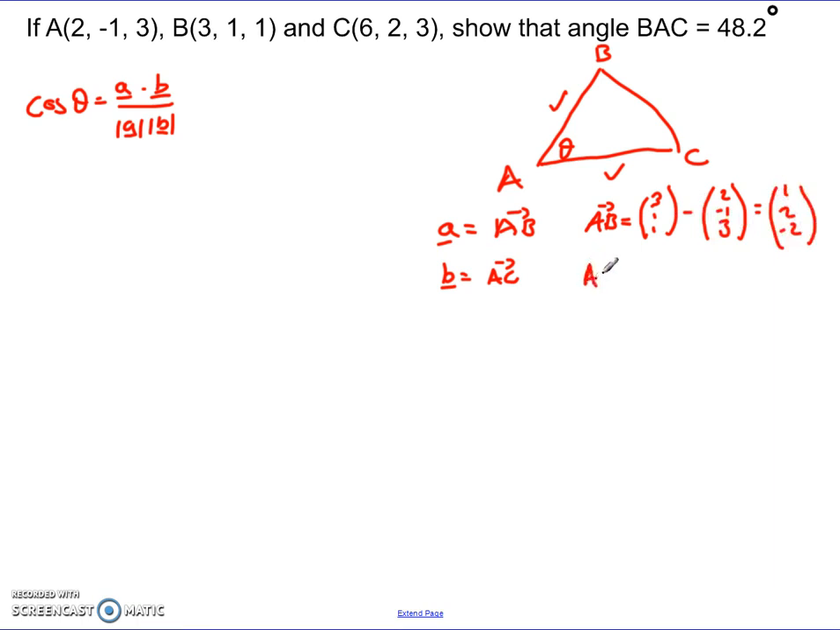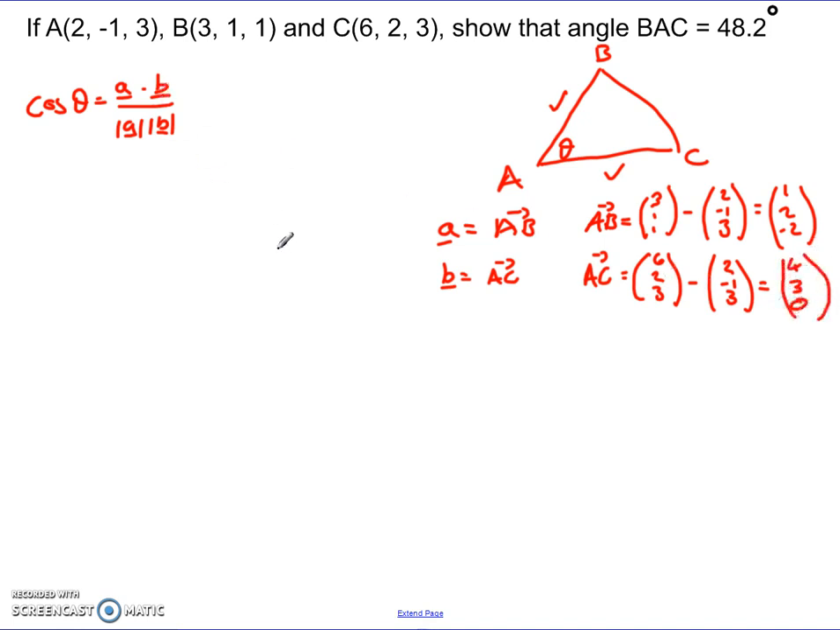Same idea with A to C. This time though, instead of the B vector here, it's the vector relating to C, which is given by 6, 2, 3, and that's take away the same for A, 2, negative 1, 3. 6 minus 2 is 4, 2 minus minus 1 gives you 3, and then 3 minus 3 is 0.